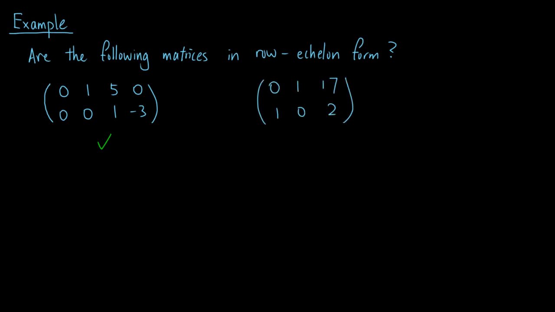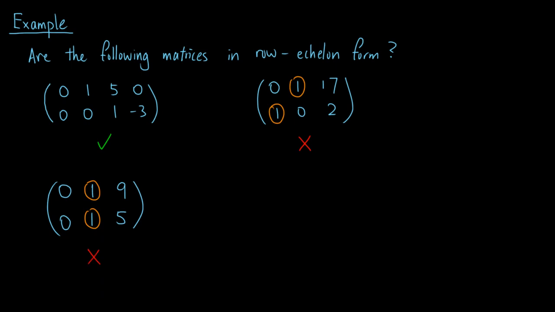The second matrix is this. We observe that the first non-zero entry in the second row is in the first column, which is to the left but not right of the first non-zero entry in the first row, which is in the second column. So the matrix is not in row-echelon form. The third matrix that we have is this. Similar to the second matrix, the first non-zero entry in the second row is in the second column, which is the same column but not to the right of the first non-zero entry in the first row. Hence, the matrix is not in row-echelon form.